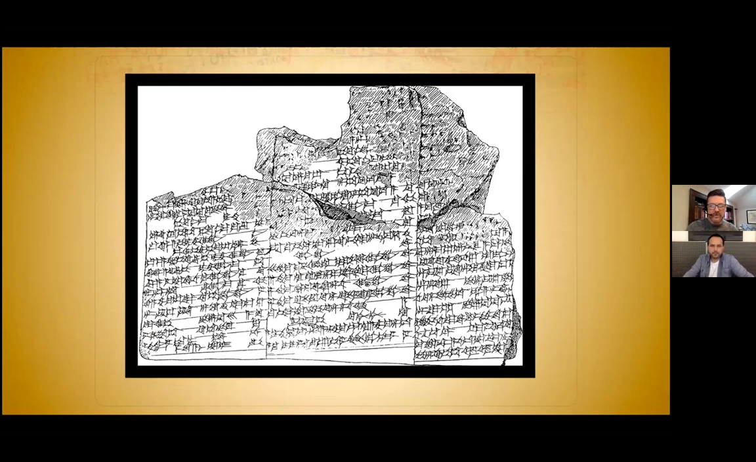Here's a drawing, a closer-up drawing of the type of language that the Epic of Gilgamesh is recorded in. It's called cuneiform, which literally means wedge-shaped writing. And they would take a little piece of wood that's sharp on the end, and they would press it into soft clay in little wedge marks.